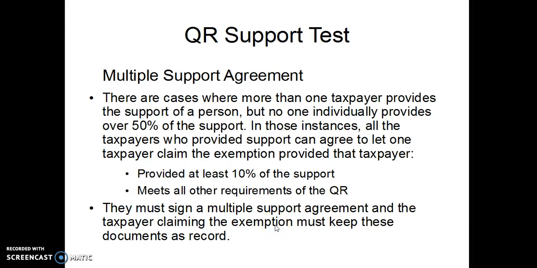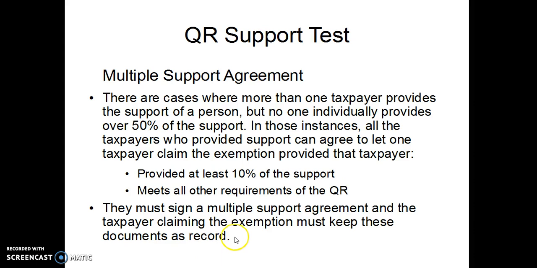So the way the multiple support agreement works is that there are cases where multiple individuals provide support for a person, but no one has provided more than 50% of the support individually. So it could be 5 people providing 20% each, or any other mixture, but no one has provided more than 50%. In those cases, one person can still qualify for the support test, granted they provide at least 10% of the support and they meet all the other requirements of the qualifying relative.